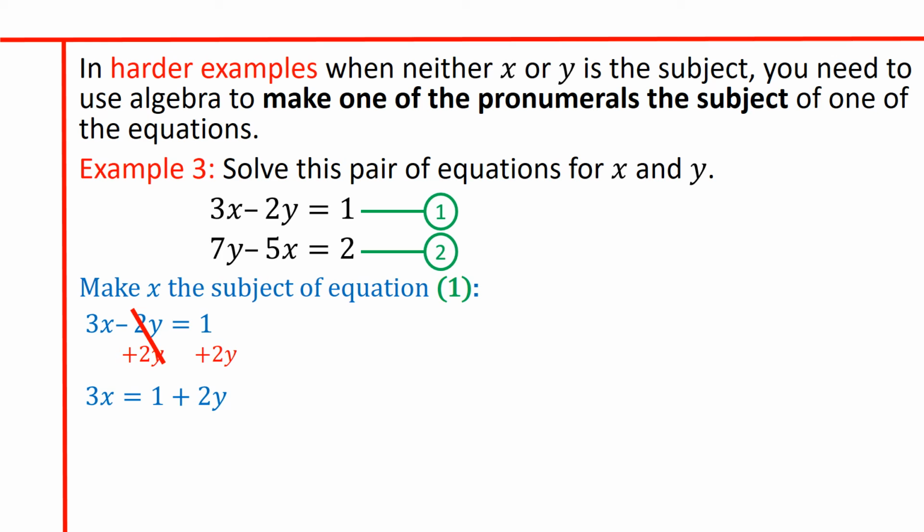Now we need to get x by itself by doing the opposite of timesing by 3, which is dividing by 3. And you need to make sure that you divide each and every single term in the equation by 3. 3 over 3 cancels out, and we're left with our new linear equation, x equals 1/3 plus 2/3 y, and we now have an equation in the form of a subject, so x equals. So this is the equation that we're now going to be working with. We're going to label this equation 3, so that we can explain our working out in our story of solving this equation.